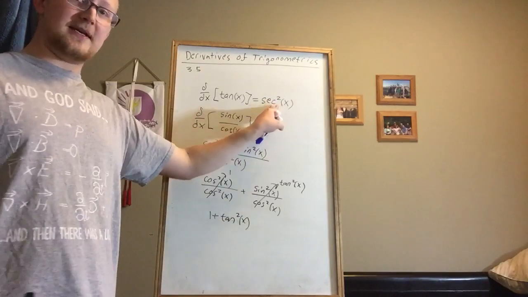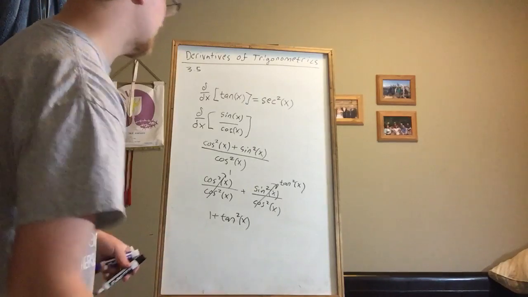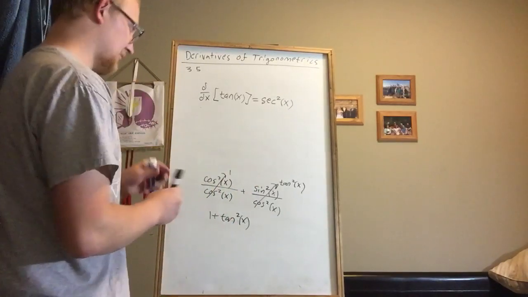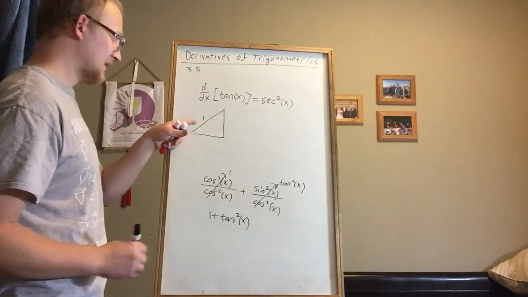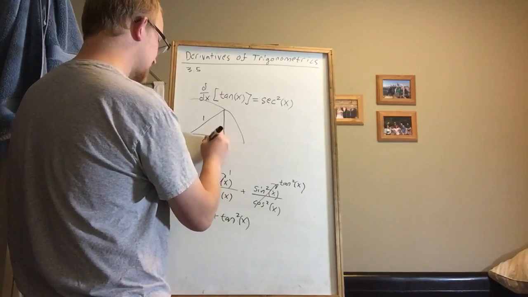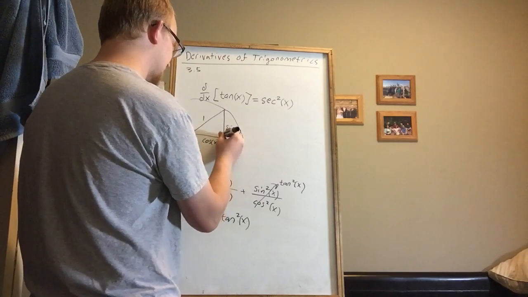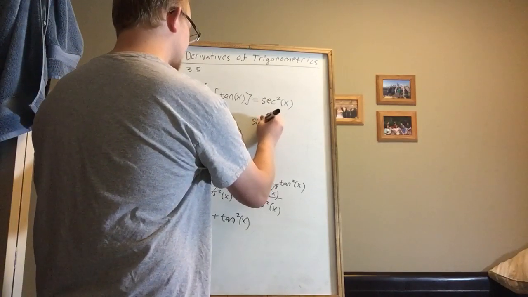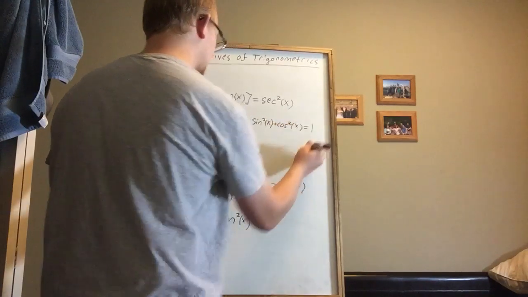Now, this doesn't quite look like secant squared of x, but using the Pythagorean identity of trigonometrics, we can prove that it is. And how we're going to do that is we're going to remember that when we look at the unit circle, we have the hypotenuse of length 1. The x direction is representative of cosine of x. The y direction is representative of sine of x. This is a right triangle. So using Pythagorean's theorem, we can say that sine squared x plus cosine squared x must equal 1.